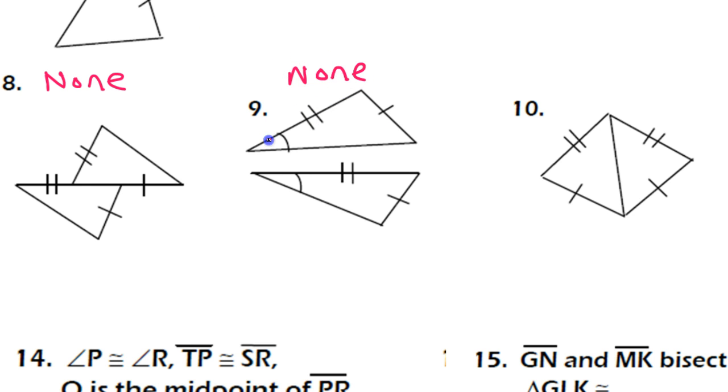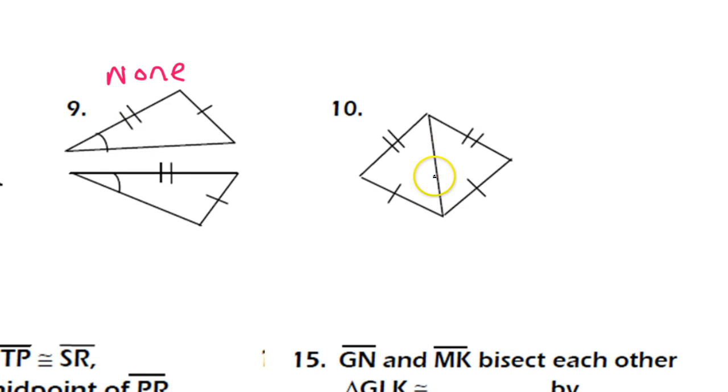Alright, side-side-angle doesn't work. Okay, so that's none. Now, here I can mark this third side as also congruent because it's a shared side. So that makes these congruent by the side-side-side postulate.